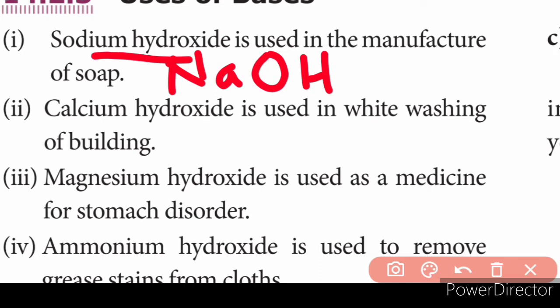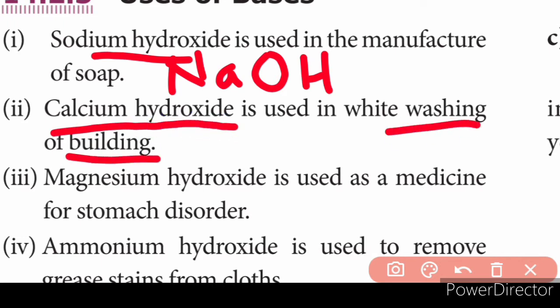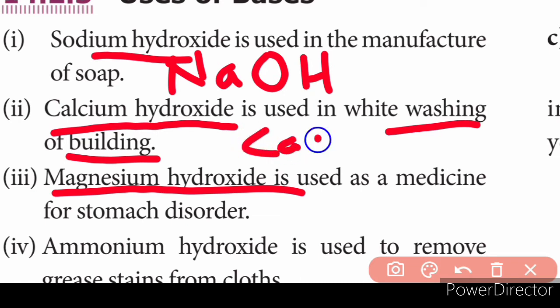Then calcium hydroxide is used in whitewashing of buildings. In paints, calcium hydroxide is a base which is used in the whitewashing of buildings. The formula for calcium hydroxide is Ca(OH)2.